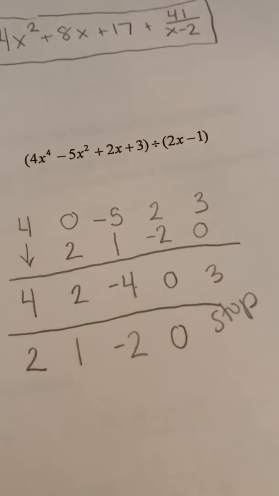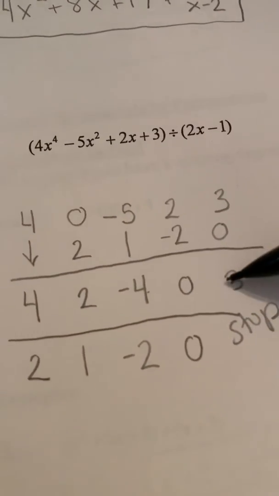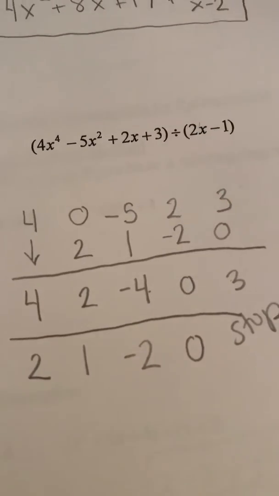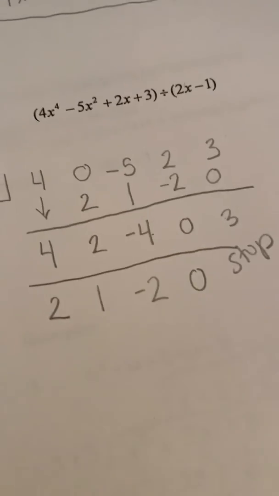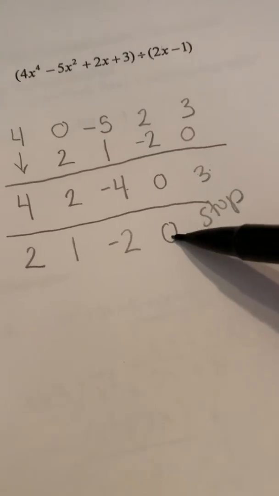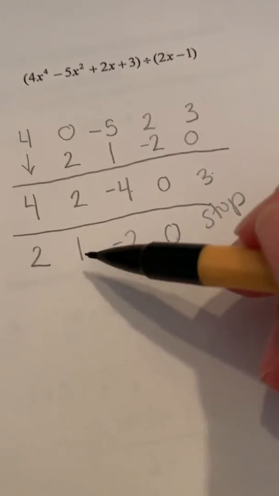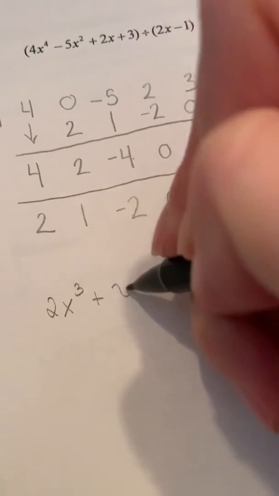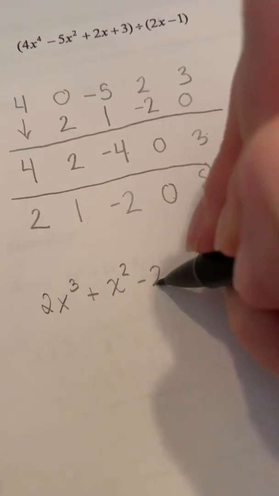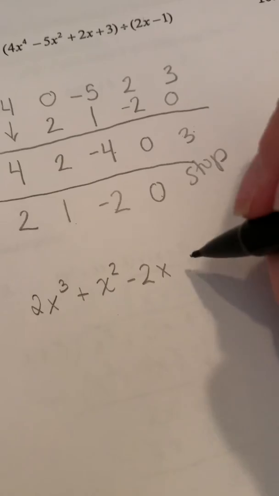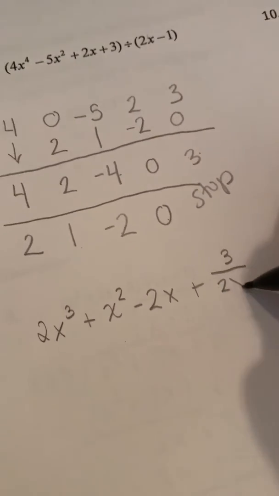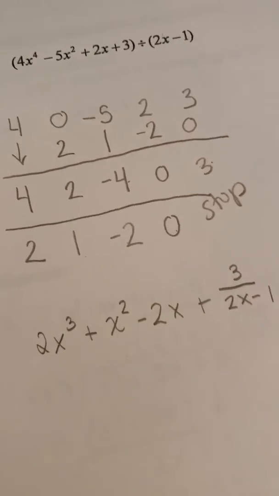We do not divide the remainder because remember, we write the remainder over the binomial, and that takes care of the dividing. So here's my remainder, my constant, x to the first, x to the second, x to the third. So our final answer is 2x to the third plus 1x squared minus 2x, no constant, so then plus the remainder of 3 over 2x minus 1. And there's your final answer.